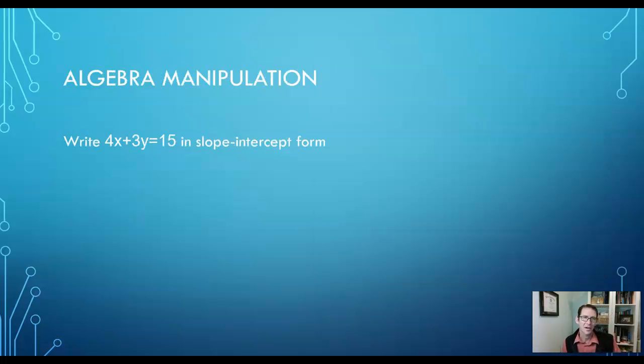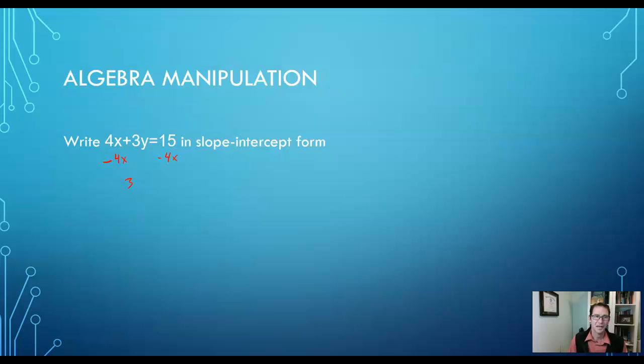The last thing I want to cover before we end this video is a little bit of algebra manipulation. You're likely to see problems like this where we say, here's an equation, and this one happens to be in standard form, and we'd like you to put that into slope-intercept form. And we're going to do that by solving for y. That's just a fancy way of saying put y on one side of the equation. So I'll subtract 4x here, and I'll do it from each side.